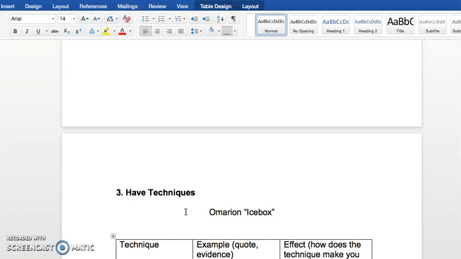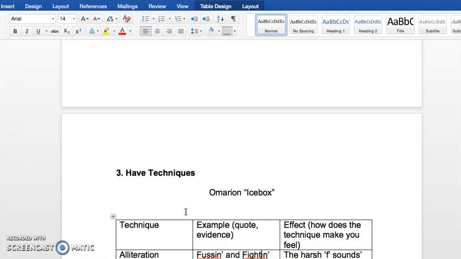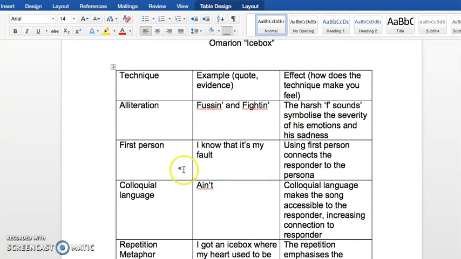So I really love the song Omarion's Icebox. I'm not going to sing it to you, even though then this video will definitely go viral, but it will be for all the wrong reasons. There's lots of choices in Omarion's Icebox that try to lead to different things.